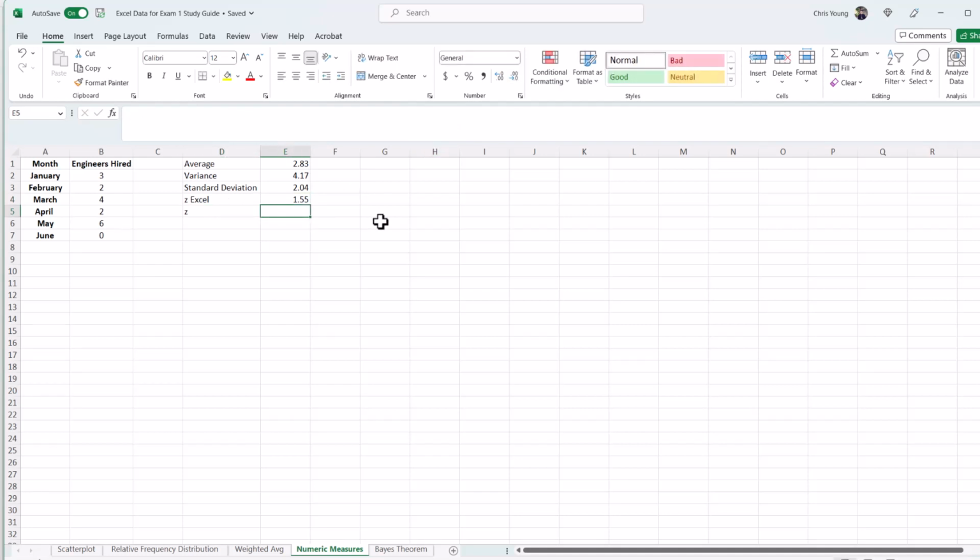And that's just going to be the X value minus the mean. And I do need to put my parentheses around that because of PEMDAS. I want to do the subtraction first, and then I need to divide by the standard deviation. So that wraps up that question for our numerical measures.